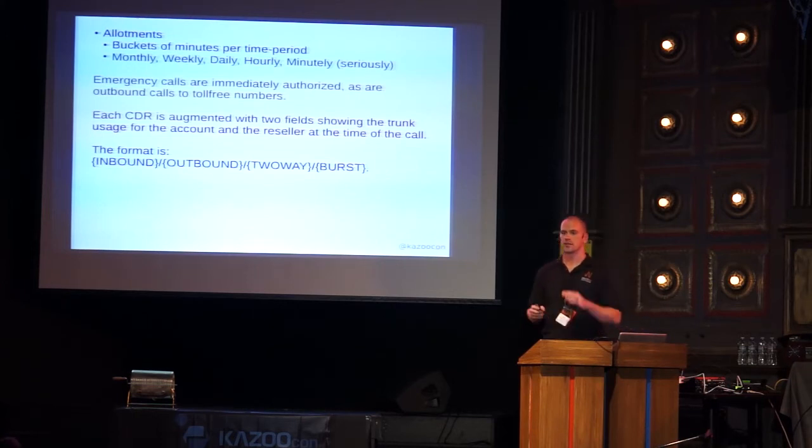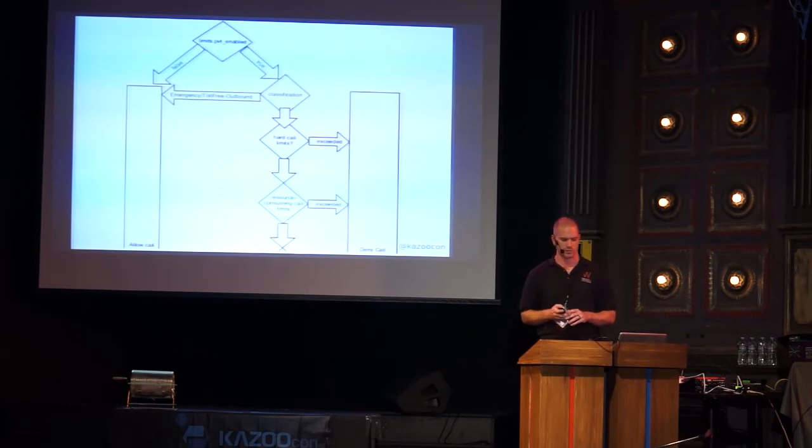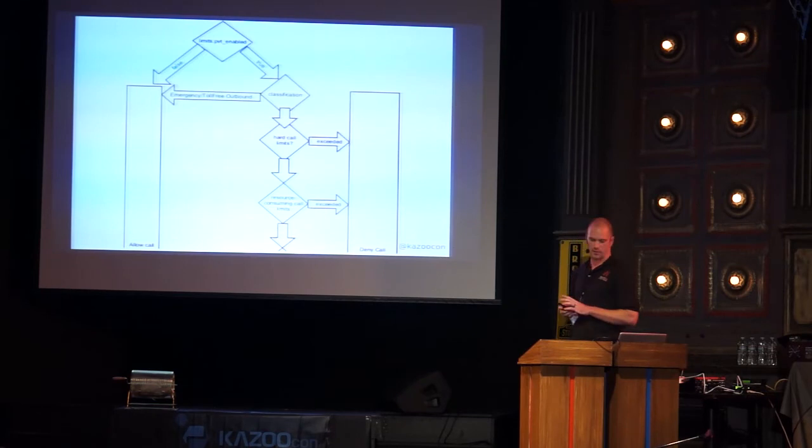Okay, so those are the different types of authorization and limiting that we do in Kazoo. So now let's look at this really cool chart that I made. My designer is probably really upset that I didn't run this by him.